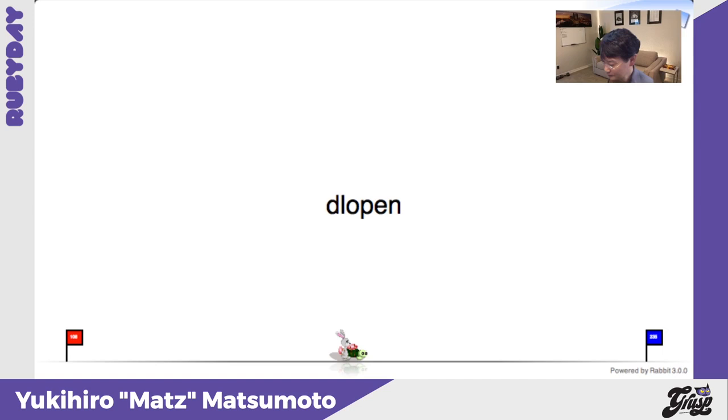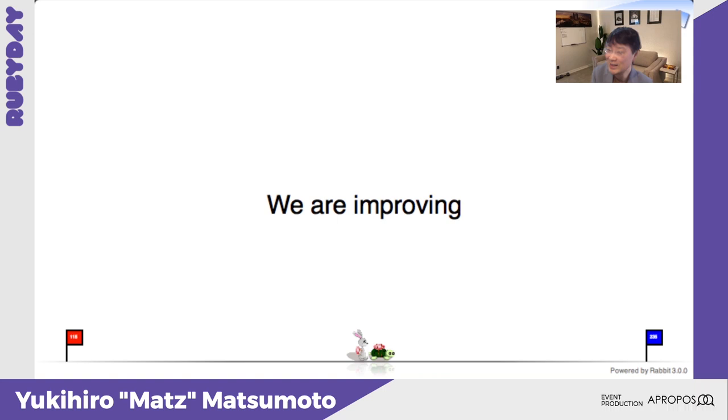But we are working on JIT. When we first released MJIT in Ruby 2.6, a Rails application with JIT ran two times slower than without JIT. But in Ruby 3.0, a Rails application runs as fast as without JIT. So we don't see the performance improvement yet, but now we are two times faster than 2.6 in the Rails application. We are still improving the performance, so we will see better performance from JIT in the future.